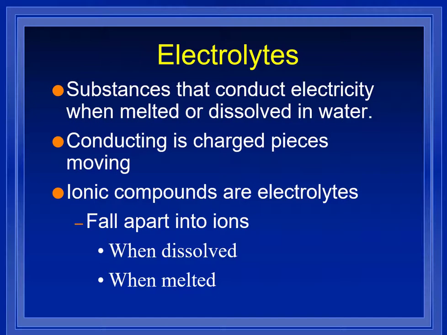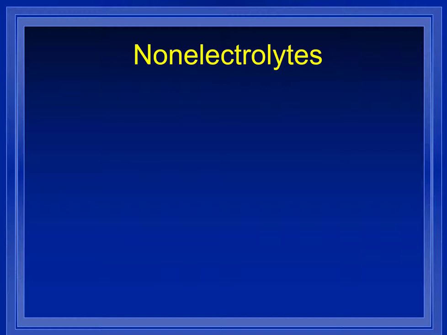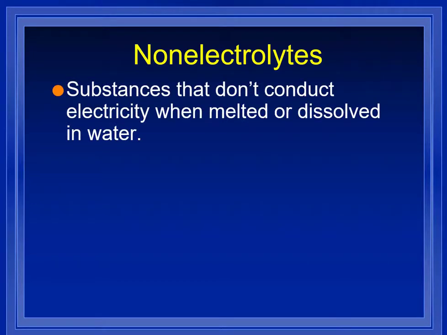Okay, so we talked about ionic compounds doing this. That was the test for ionic compounds. They're electrolytes. So we have to have a name for things that aren't electrolytes. They got creative. Non-electrolytes. Substances that don't conduct electricity when melted or dissolved in water. That's a pretty lazy definition.